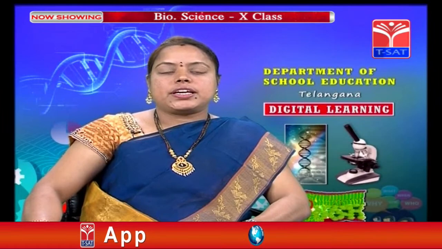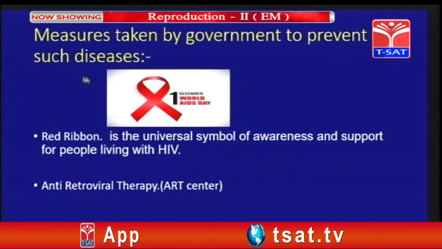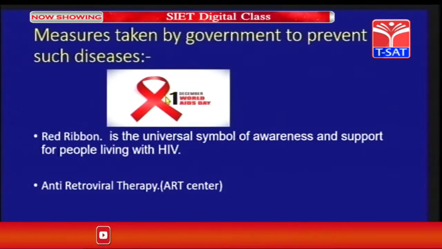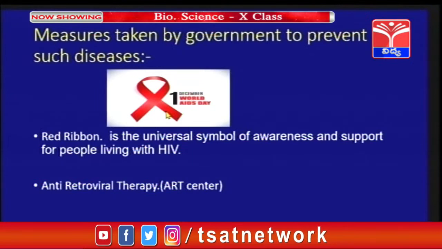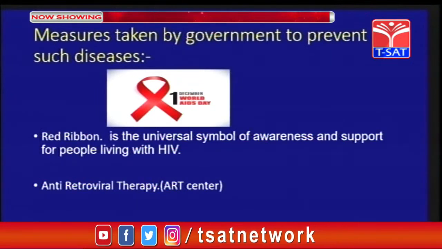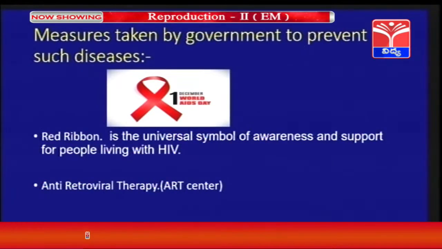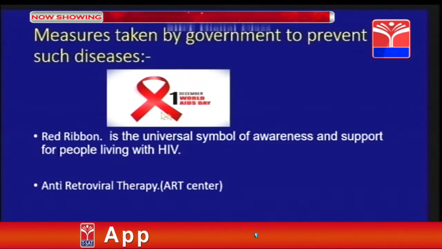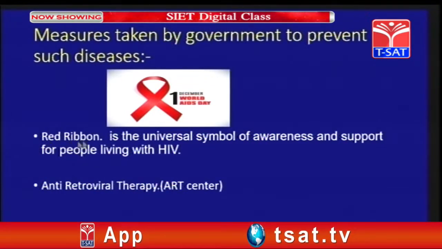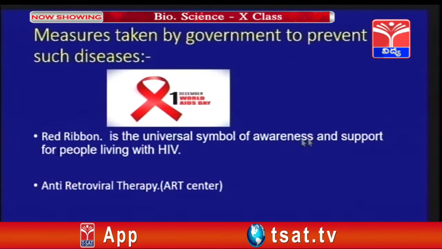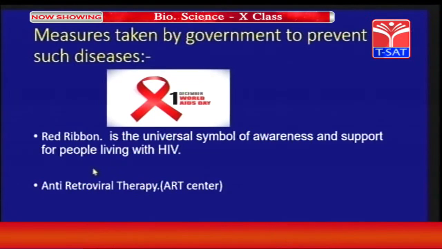What are the measures taken by the government to prevent such diseases? Children, do you know that December 1st is dedicated as World AIDS Day? On this day, awareness is spread among the people about the causes and consequences of AIDS. It is called the red ribbon. It is a universal symbol of awareness and support for the people living with HIV.